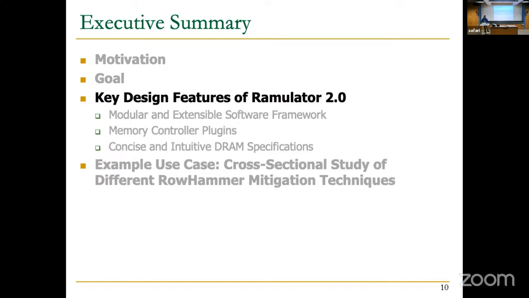And now I will introduce the key design features of Ramulator 2.0. I won't go into too much low-level detail or show too much code in this lecture. If you're interested, you can always go to the code repository. We have a tutorial there that guides you through how to understand the code design or how to extend Ramulator 2.0 by adding your own components.